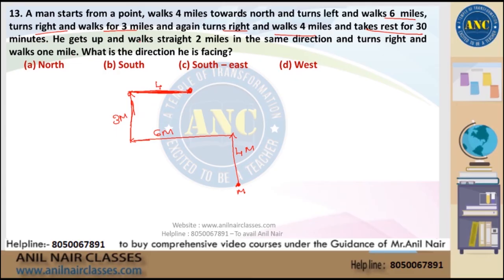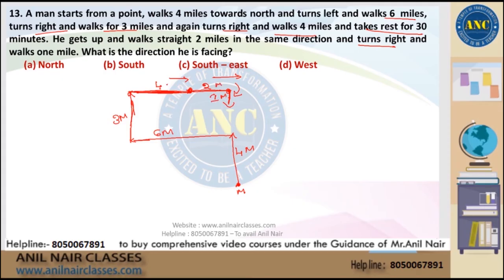Now, he gets up and walks straight 2 miles in the same direction. That means he was moving here now. He moves in the same direction 2 miles. And turns right and walks 1 mile. Here he turns to his right, which is clockwise, and walks 1 mile.